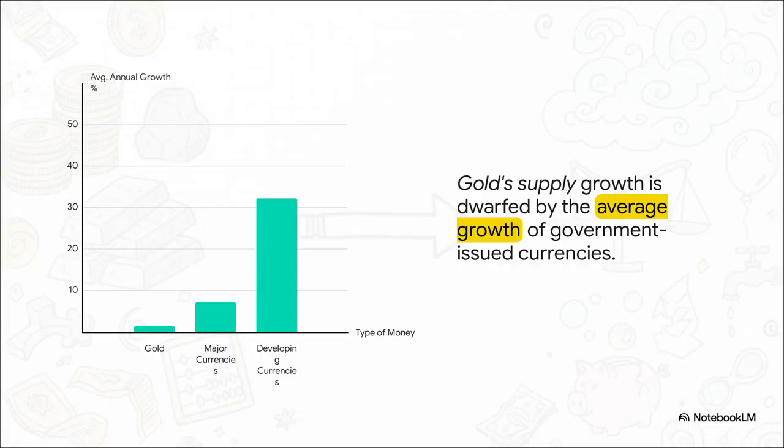And this chart right here, this shows you the result. The difference is just staggering. Gold's supply reliably chugs along, growing at about 1.5% per year. But major government currencies, according to the book's data, have averaged over 7% annual supply growth. And for currencies in developing nations, that number just explodes to over 32% a year. This is the very definition of moving from a hard money system to an easy money system.